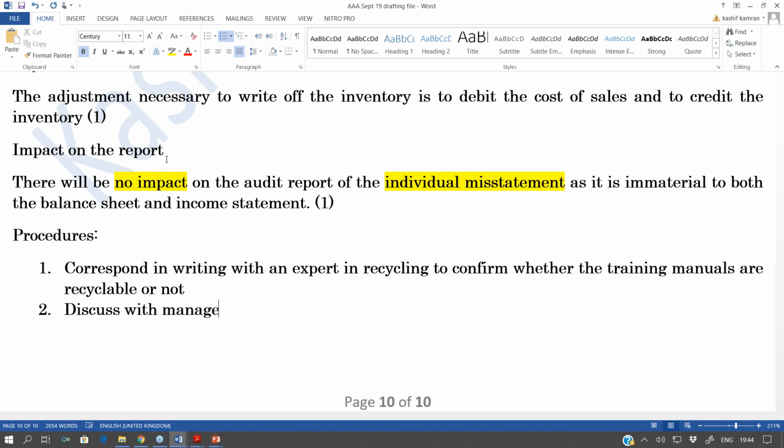So should we discuss with management as to whether such items were recycled in the past? Because the company is running the business, right? So can we ask this question to management? Because they think that it can be recycled. So can we take a justification from management on the basis why they are saying it can be recycled? Yes, we can say discuss with an expert, right? Correspond in writing with an expert or discuss with expert. It's up to you. But is everyone getting the clue of the 5 marks here?